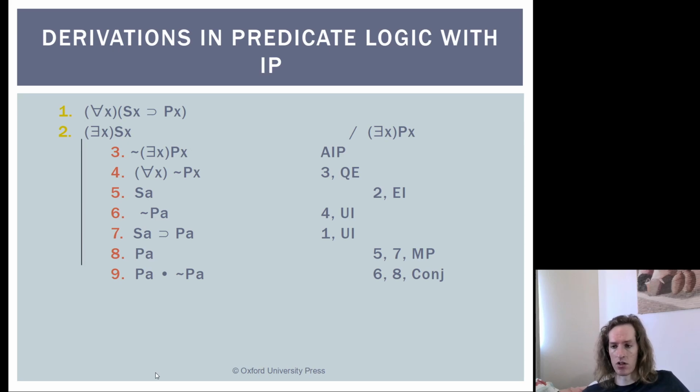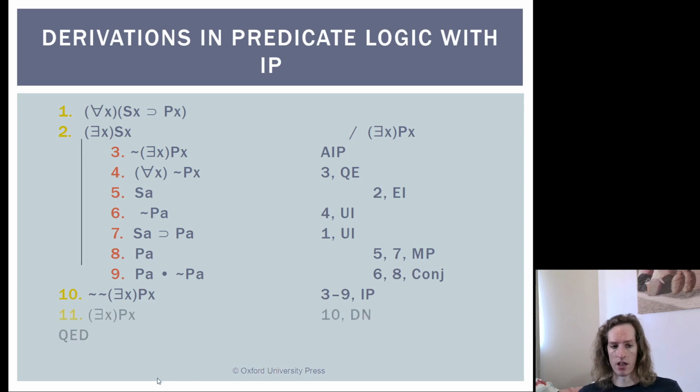So now we'll go ahead and use conjunction on lines 6 and 8 to get PA and not PA on the same line, to make it real clear that we have a contradiction. Now that we have our contradiction, we can go ahead and discharge the first line of our indirect proof, which in this case was, it's not the case that there is at least one x, Px. And when we discharge it, we add a negation to it. So we get, it is not the case that it is not the case that there is at least one x, Px. And our justification is lines 3 through 9, indirect proof.